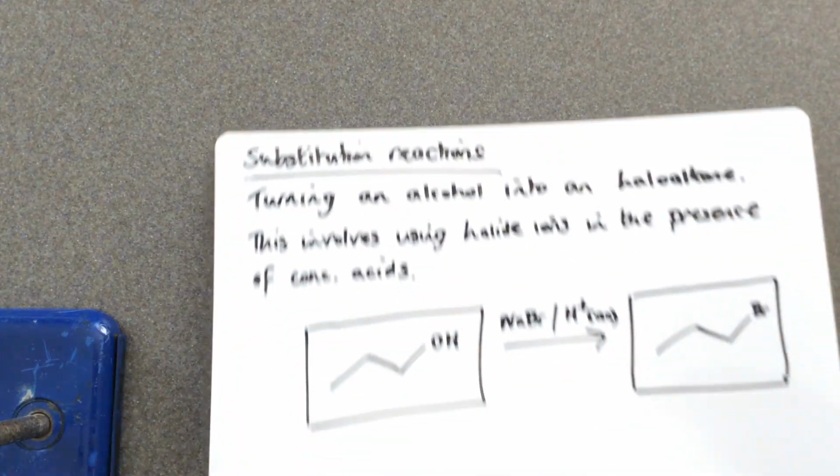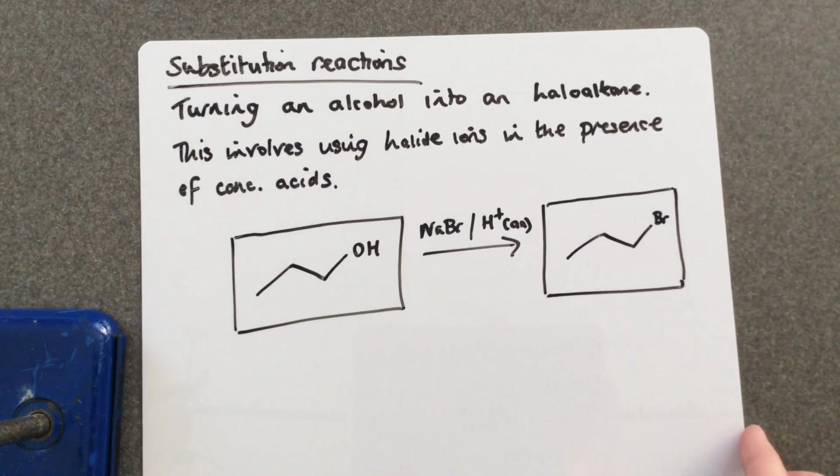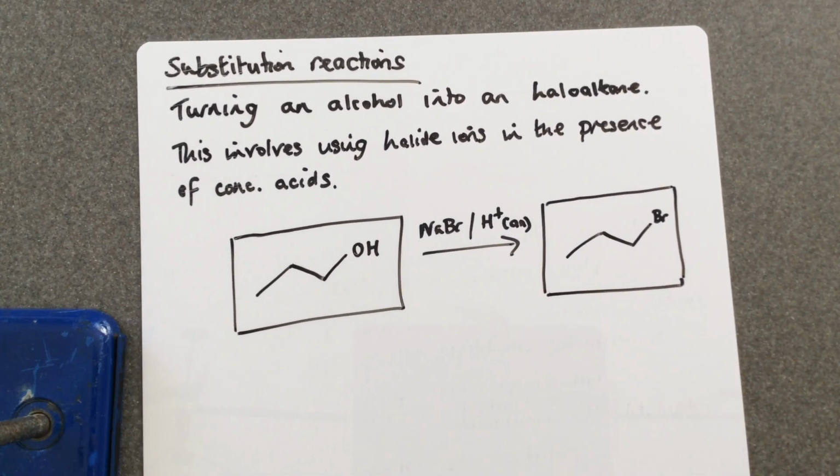The final part of today's lesson is about substitution reactions, turning an alcohol into a haloalkane. This is one of those little parts of the syllabus that oftentimes by the time that people get into Year 13, they've kind of forgotten, but it does come up, often as a 1-mark question. Turning an alcohol into a haloalkane.